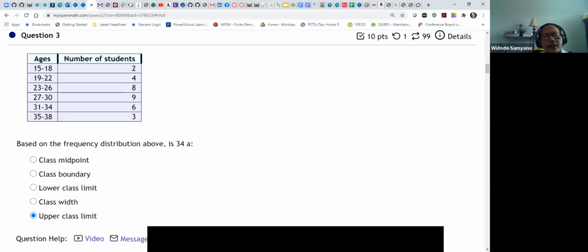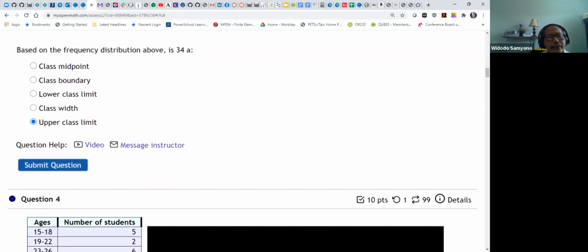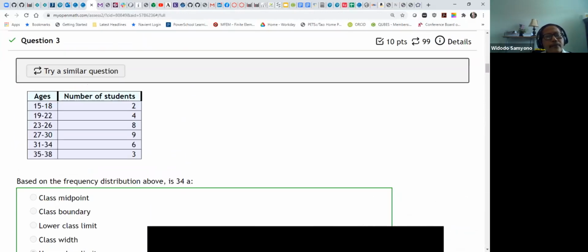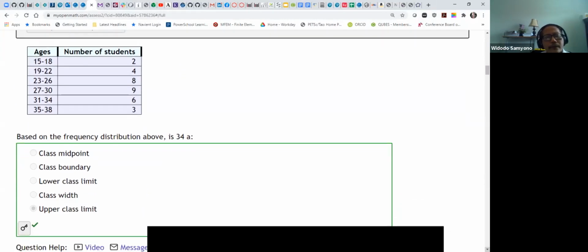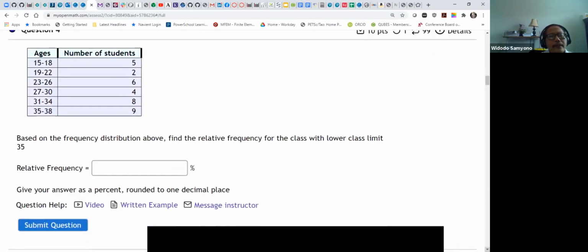But in this case, they're looking for the 34. 34 is the upper class limit. Okay, let me summarize this, so the correct answer. For the next one, again, you can watch the video or you can see the written example here.